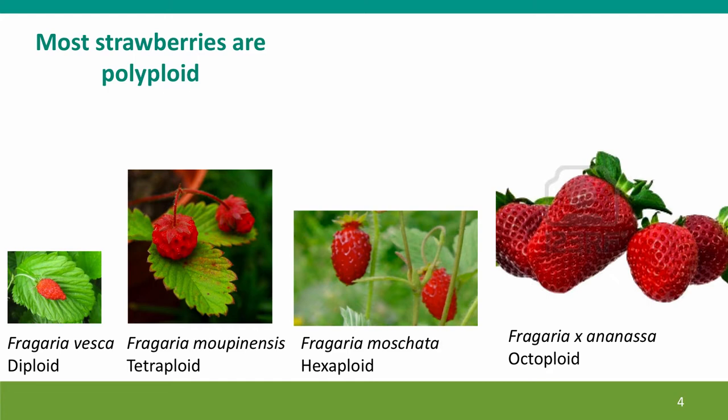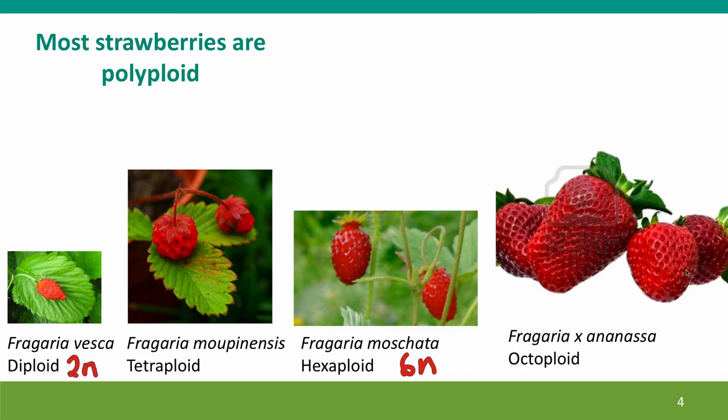Here's strawberries. This is my favorite example of polyploidy in plants. At the bottom left are diploid wild wood strawberries. The next picture is of what's labeled as a different species, but it is a tetraploid strawberry. The next one, the fruits now slightly bigger, are hexaploid strawberries. So they've got six copies of the chromosomes that this plant has two copies of.